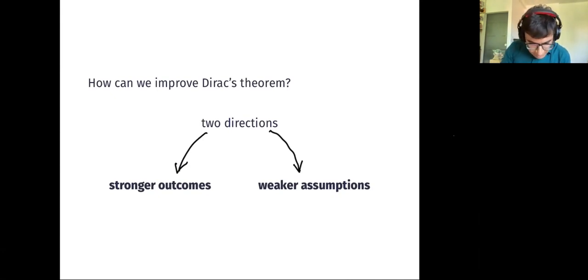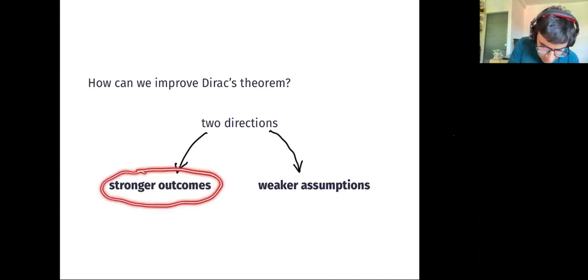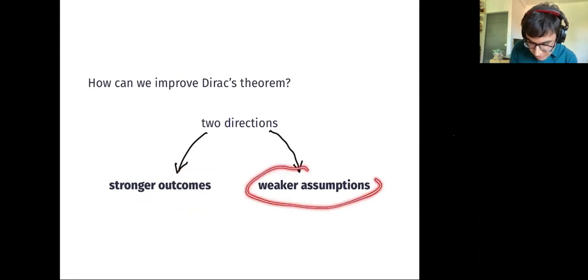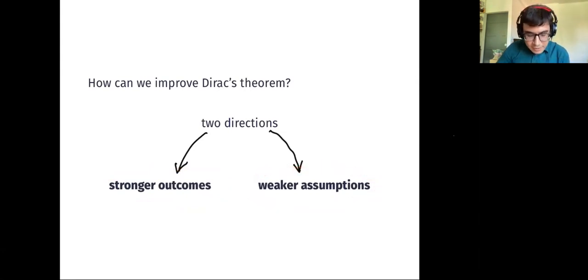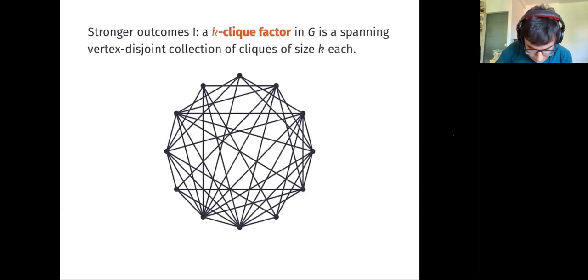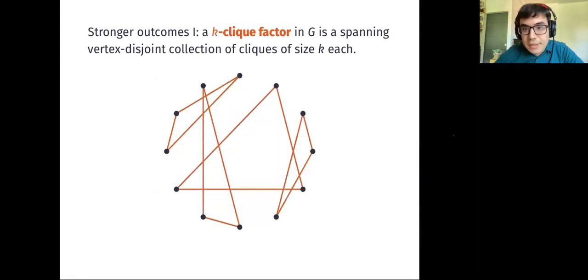So in the first part of the talk, I will survey which possible outcomes we can expect here and which kind of weaker assumptions we will work with. Let me begin first with the outcomes. What can you embed which are not cycles? I want to start talking about cliques. So clique factors. A clique factor in a graph G is a spanning vertex-disjoint collection of cliques of size k. So every vertex is covered with a clique of a given size, which is fixed and is k. For instance, this graph over here has a triangle factor, or a 3-factor, because these orange edges form a triangle factor, as you can see here.